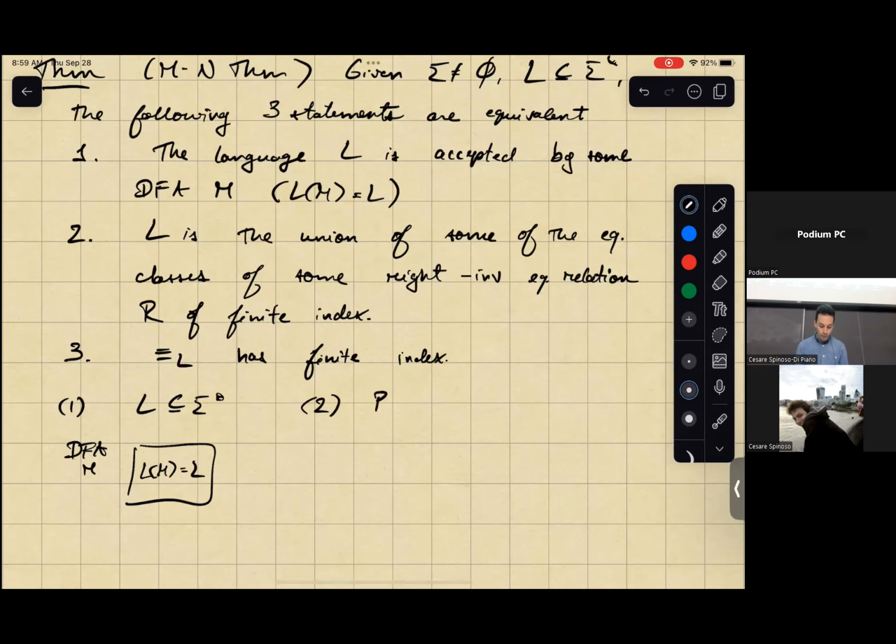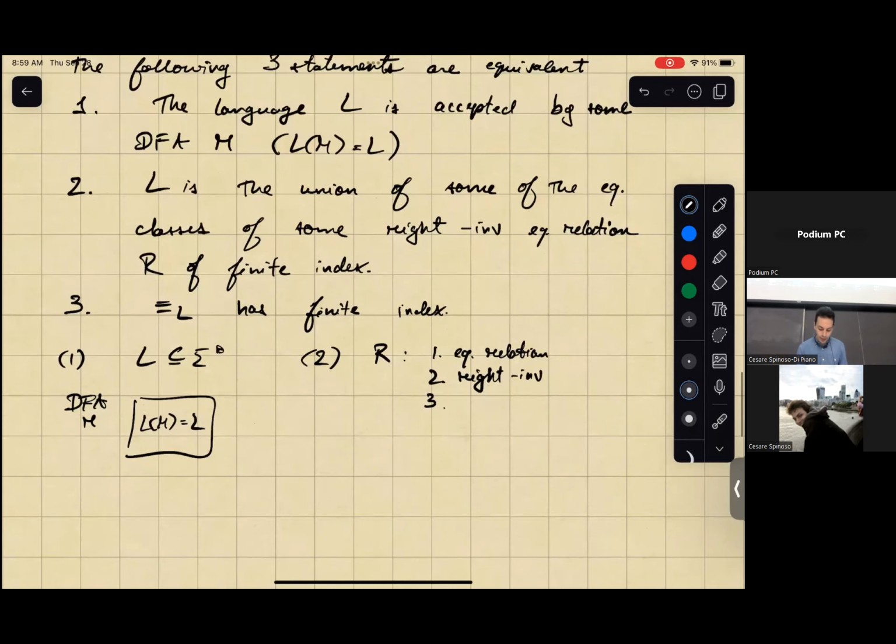I have some relation R, okay? And R has some properties. So what are these properties? The first one is that it's an equivalence relation. The second one is that it's right invariant. And the third one is slightly more complicated. It says that you take some of the equivalence classes of R, you take their union, and that gives you L. So for 3, I think it's much easier to just represent this pictorially.